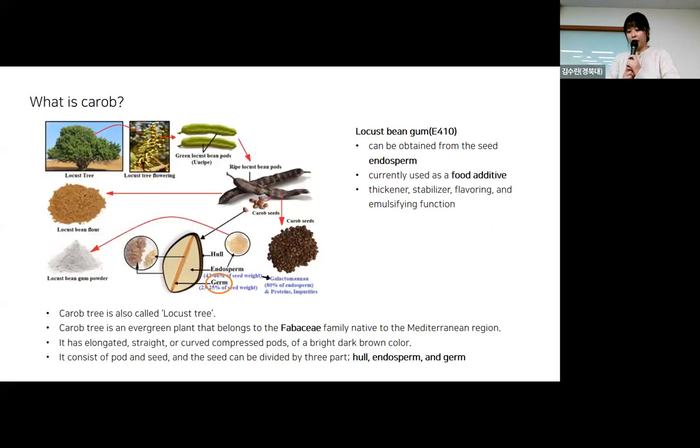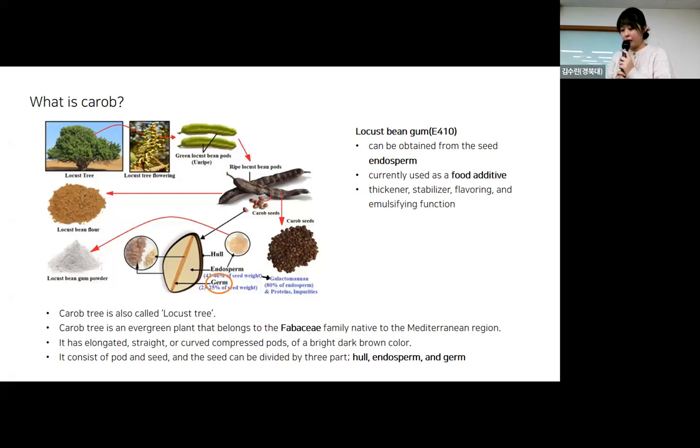So before starting, there's one thing you need to know, what is carob. Many of you might have heard of locust bean gum, a thickener. That gum is from this carob tree. Carob tree has been traditionally used to obtain locust bean gum from the seed endosperm that accounts for only 10% of the crop. It is currently used as a food additive, and also it can be used as a stabilizer, flavoring, and emulsifying agent. Locust bean gum is in great demand, especially for its functional properties, neutral flavor, and toxicological safety. So this carob tree is also called locust tree.